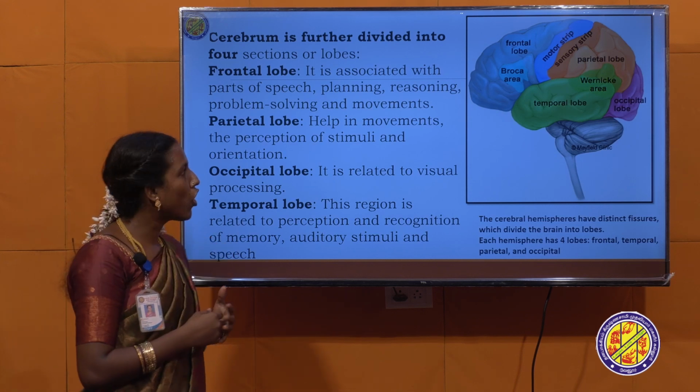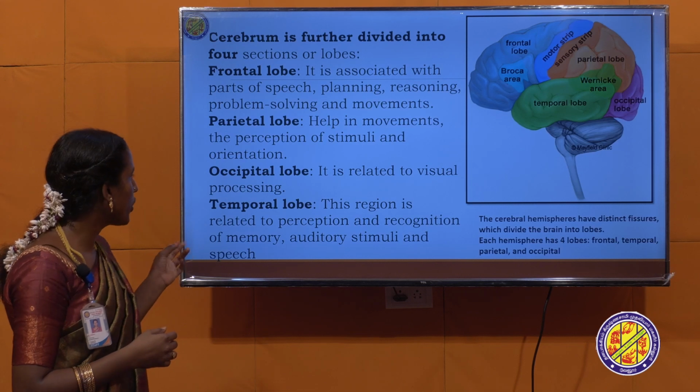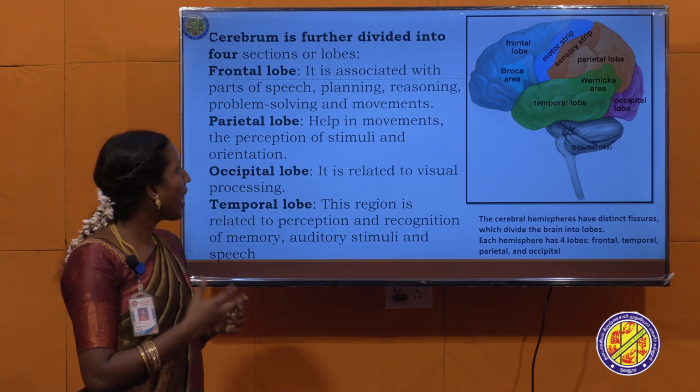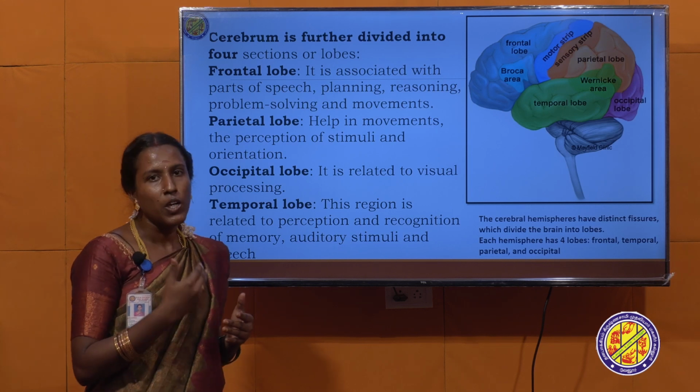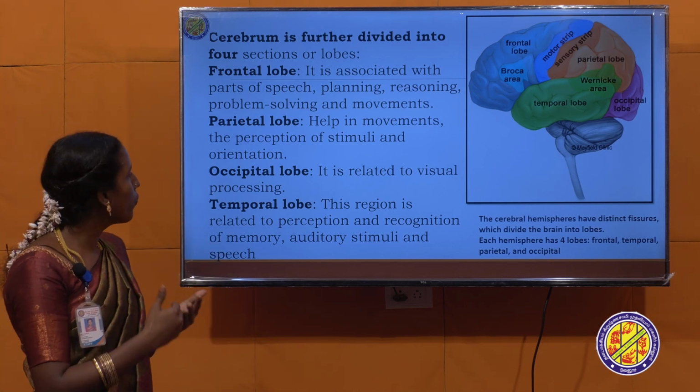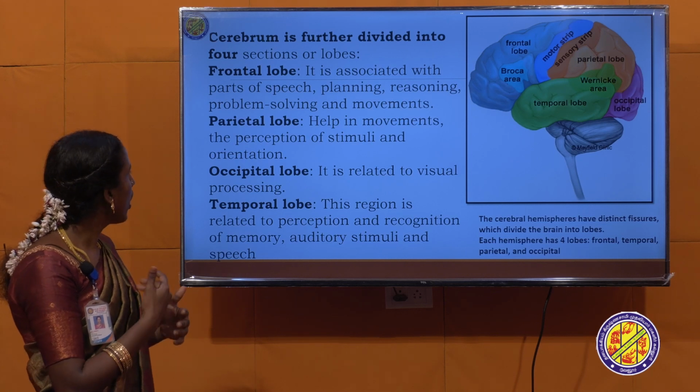Next. Okay, so next, in the cerebrum we have four types of lobes. One is the frontal lobe, next is the parietal lobe, the occipital lobe and the temporal lobe. In the frontal lobe we can see speech, planning, reasoning, problem solving and movements. The next one is the parietal lobe. In the parietal lobe we can see movements, perception, stimuli and orientation.